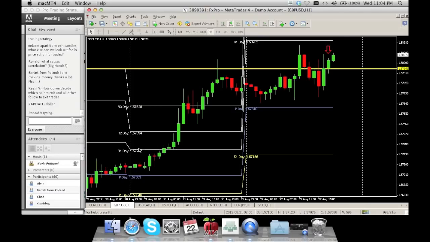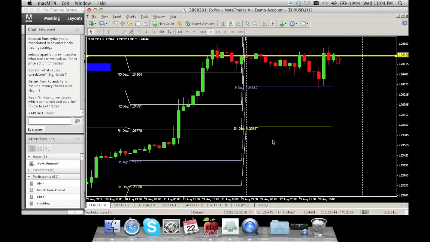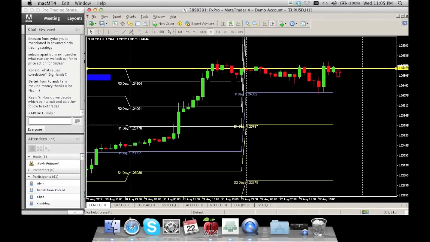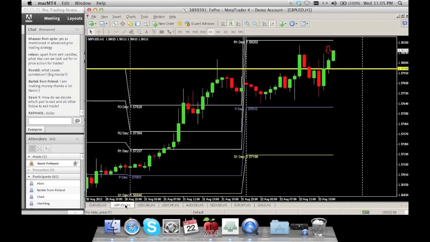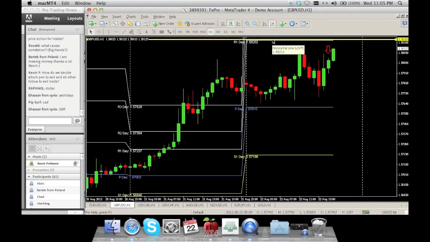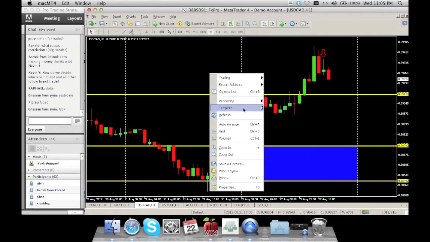Okay, Kevin, how do we decide which pair to exit and all others follow to exit? Okay, Kevin, so let's take a look at this particular pair. Which is the nearest support and resistance line for? Which pair has the one that's closest? Okay, pound is all the way up here. Okay, Pip Surf says CAD. Okay, let's take a look at CAD. Where is CAD? Okay, since CAD is short.